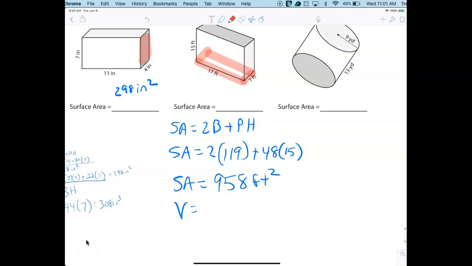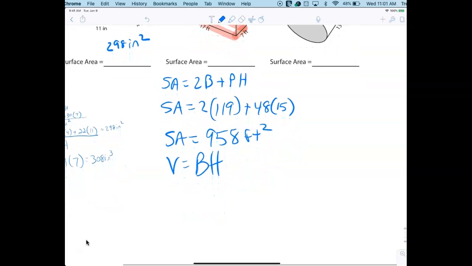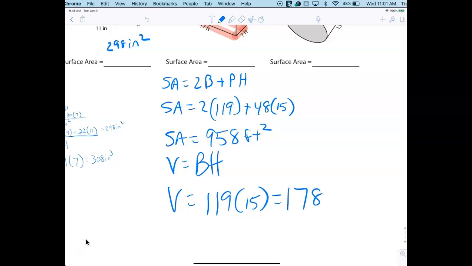All right, so now volume, area of the base times the height. So this time, volume, what's the area of the base again? 19. What's the height? 15. And my volume would be 1,785 feet. All right, some of you should be pushing the buttons on your calculator, not waiting for everybody else to tell you the answer. Jackson, you with me? Okay, just checking.